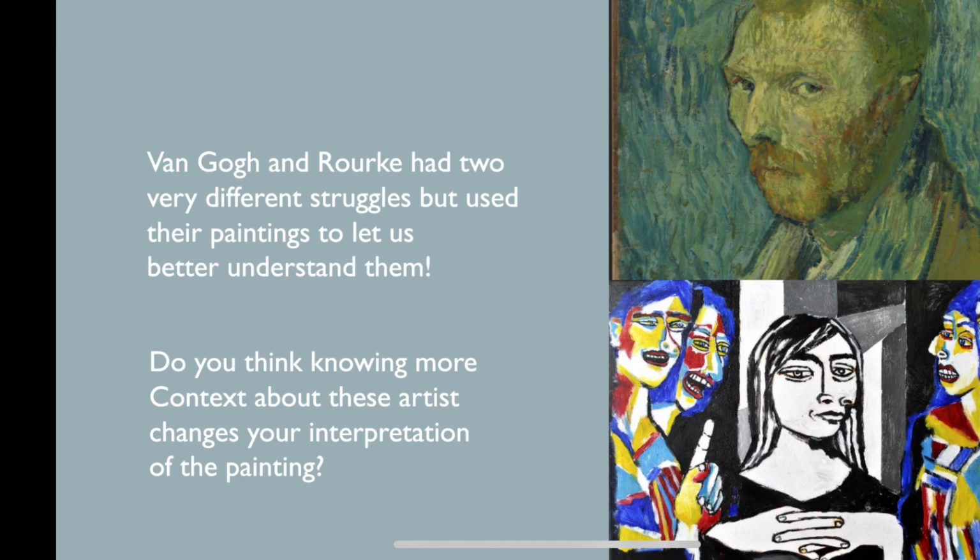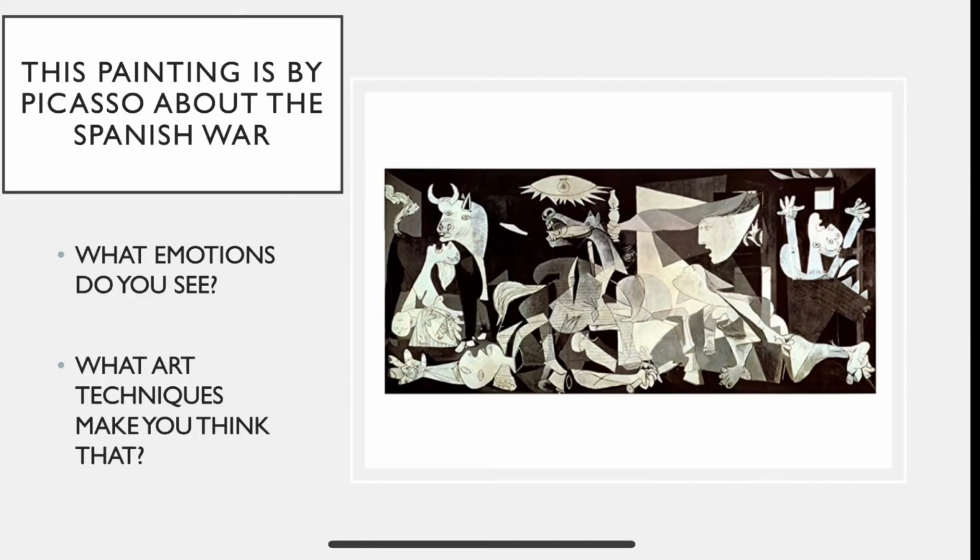All right, one last painting on the screen, and you have your half sheets of paper, and these are questions I want you to write down on your half sheets of paper, okay? I'm gonna give you the context, and you're gonna tell me what emotions you see in this painting, okay? So at the top, it says, this painting is by Picasso about the Spanish War, okay? So it's about a war.